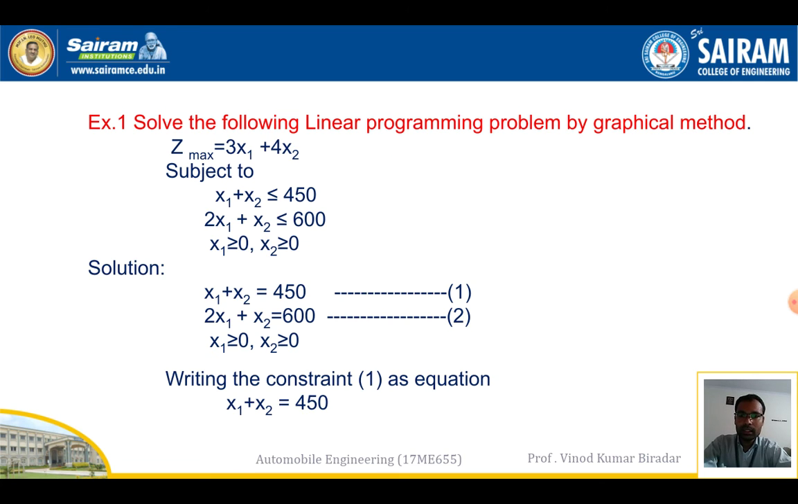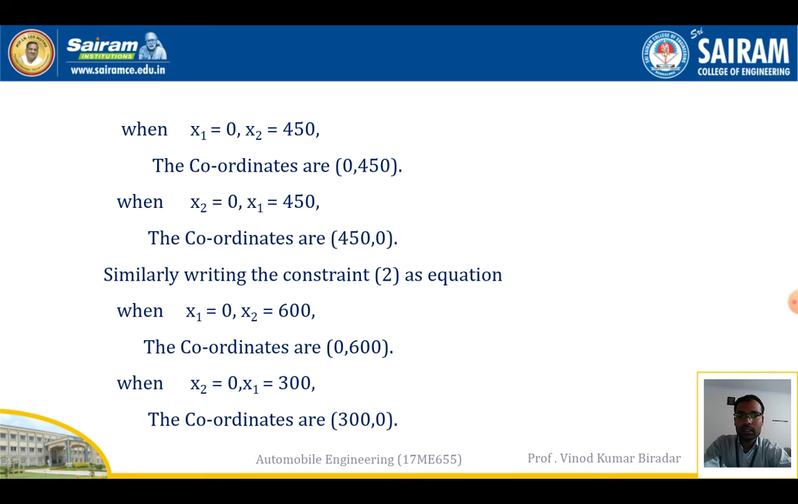See here, x2 is equal to 0. When x1 is equal to 0, x2 is equal to 600. When x2 is equal to 0, the 2 goes to this side, and 2 into the 3, 2 is the 3 means 300. Okay, now you will get x1 is equal to 300. So I wrote here, when x2 is equal to 0, x1 is equal to 300. Therefore the coordinates are 300 comma 0.